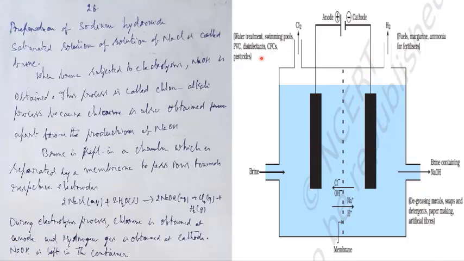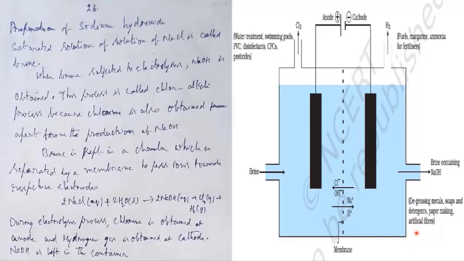The chlorine gas is used for water treatment, such as in swimming pools, and for the preparation of PVC, disinfectants, CFCs, chlorofluorocarbons, pesticides, etc. The hydrogen, which is obtained as a byproduct, is used as a fuel, and in making margarine and ammonia, which is used for fertilizers. The sodium hydroxide, which is a caustic alkali, is used for degreasing of metals, preparation of soaps and detergents, paper making and artificial fibers.